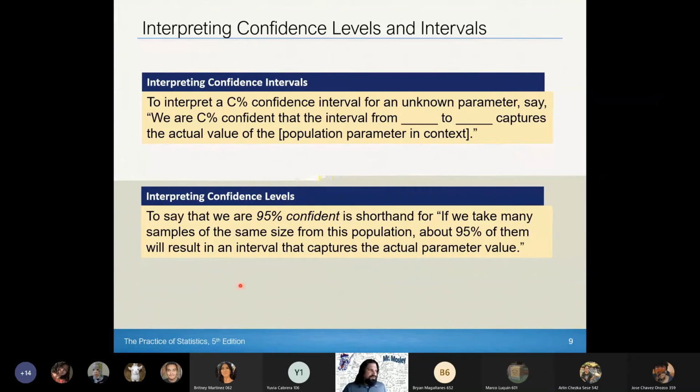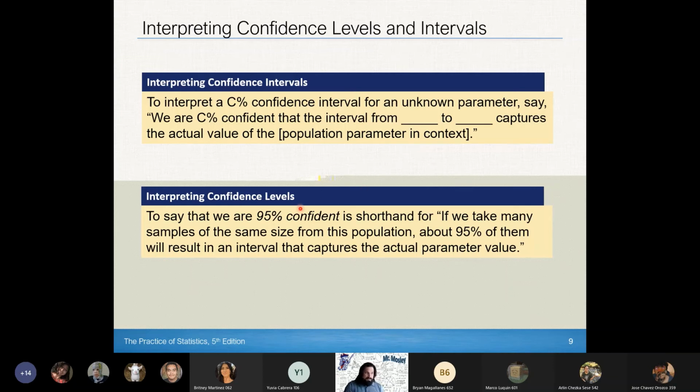So these two things are definitely things I think you should have in your notes. It's kind of containing the proper verbiage and how you should set things up properly here. So interpreting a confidence interval. To interpret a C% confidence interval for an unknown parameter, say we are C% confident that the interval from one value to another value captures the actual value of the population parameter in context. So it depends on your context and the parameter you're dealing with, means, proportions, and whatever.